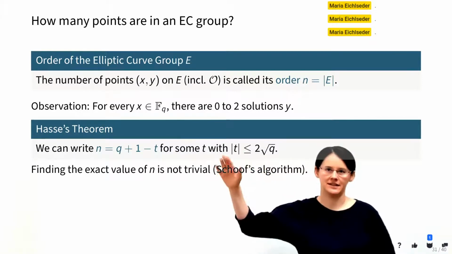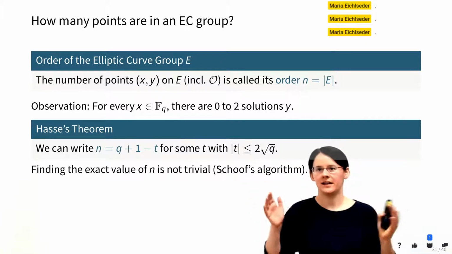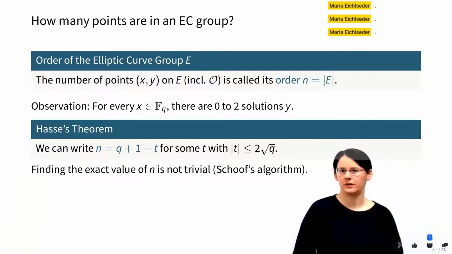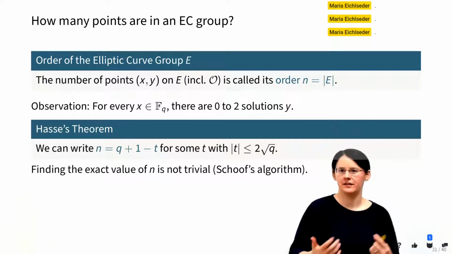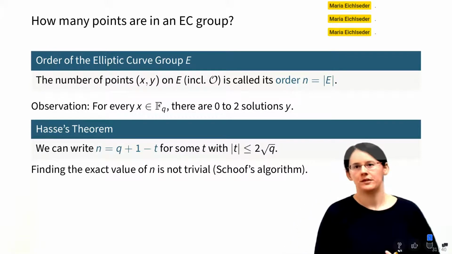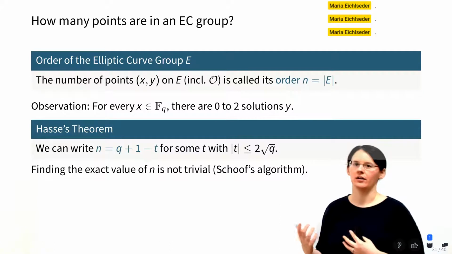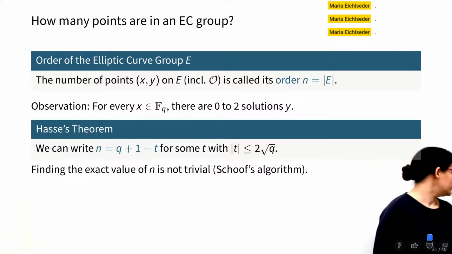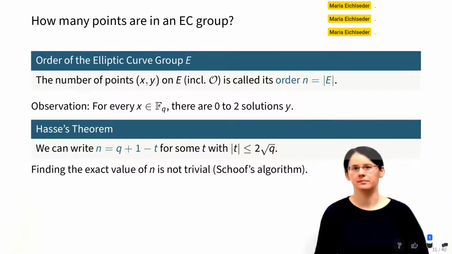And this discrepancy, this t, is relatively small. So the extent to which it deviates is at most 2 times the square root of q, meaning it's somewhere in the vicinity of the same number of points. But for simplicity as an approximation, you can expect that they're roughly the same. Finding the exact number of points is actually not that easy for a given curve. So you need dedicated algorithms for that, such as Schoof's algorithm.